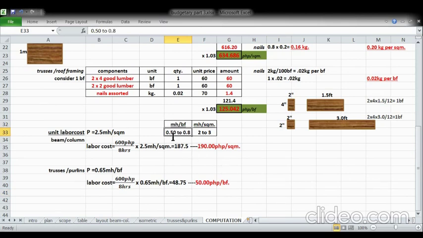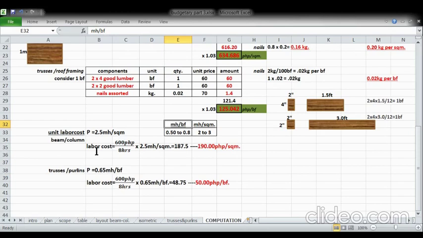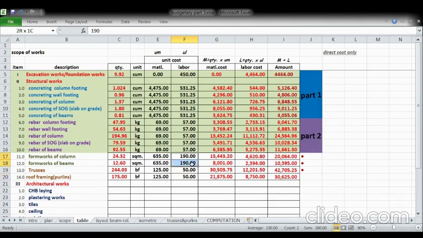Okay, so for carpentry works, the productivity is 0.5 to 0.8 man hours per board foot. So I use 0.65. So labor cost now is 600 over 8 hours times 0.65 man hours per board foot, the answer is 48.75. Okay, so put these values in the table here. 0.65 and for this 190 and 250. Okay, so everything now is done in formula.